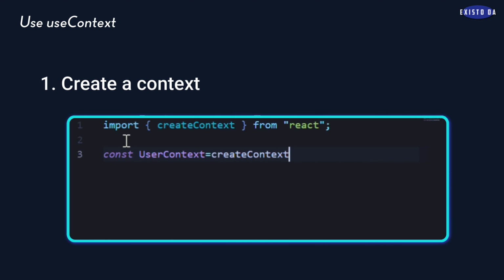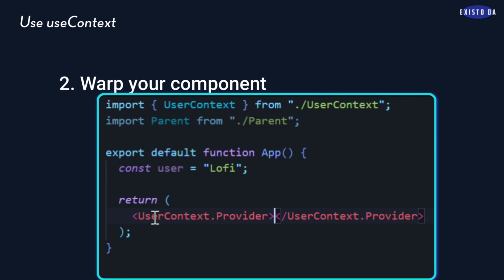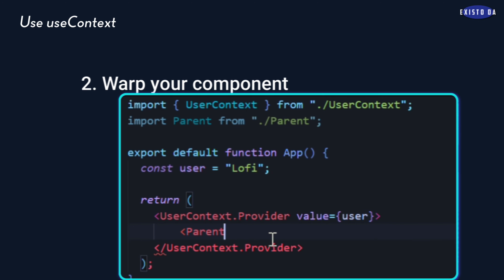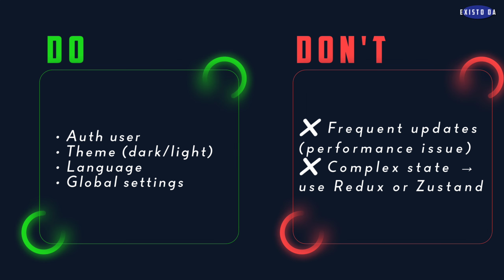So in order to use it, firstly we need to create a context. Then wrap your app with a provider and pass the data using value. Now any component can access it directly. No prop drilling. Use context when data is needed in multiple components.